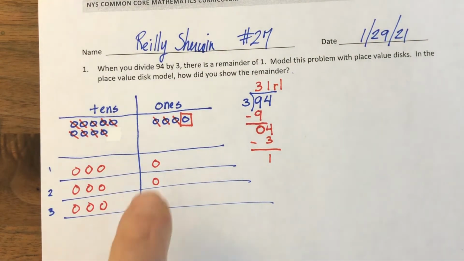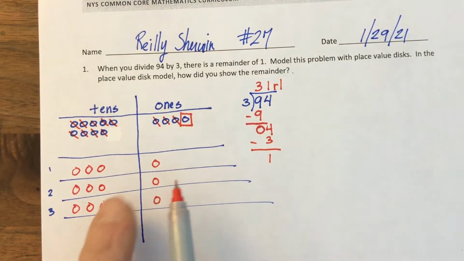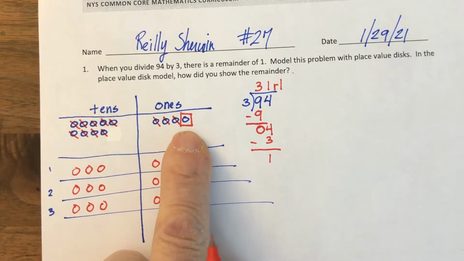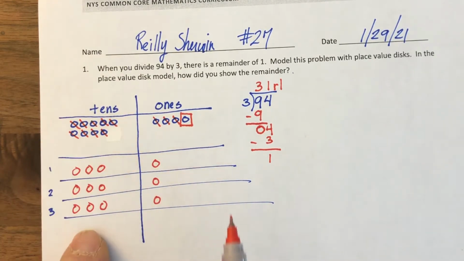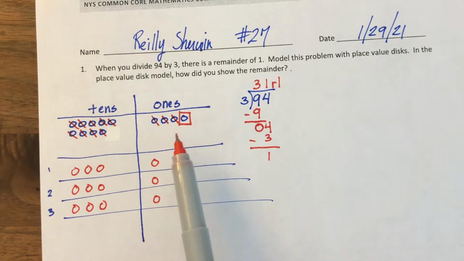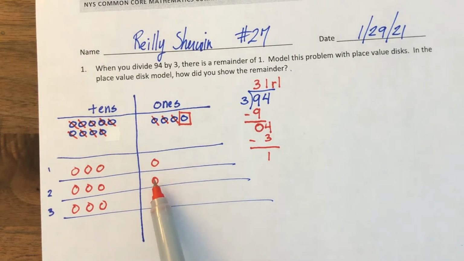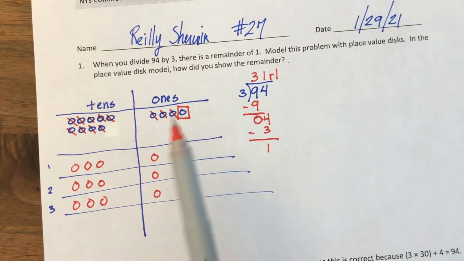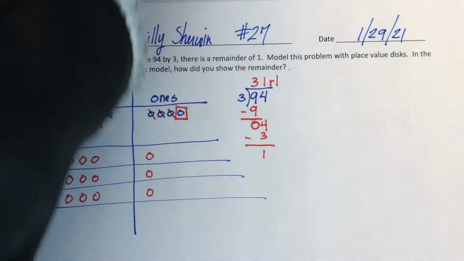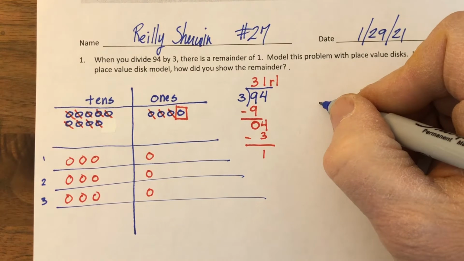As you can see here, we modeled the problem using place value disks. And you can see where my remainder is left over. In my tens place, I got a perfect 3 tens in each group. Over here, the 4 ones, I could only put 1 in each group, and I'll have 1 left over, okay? So we're going to explain that real quick. And this is how we'll explain it.